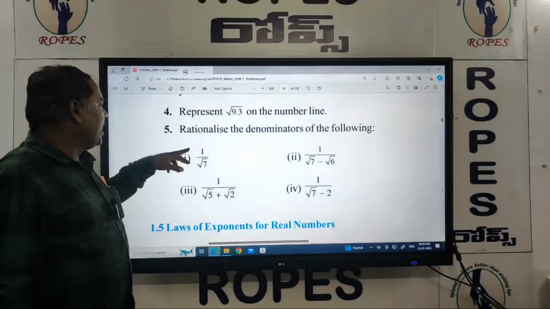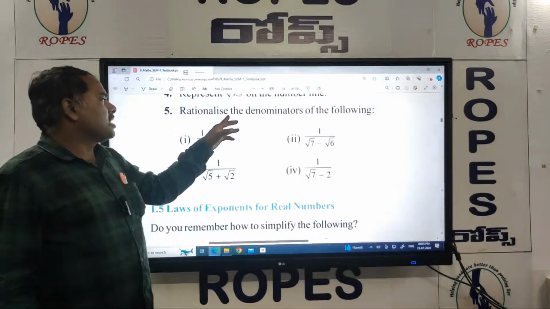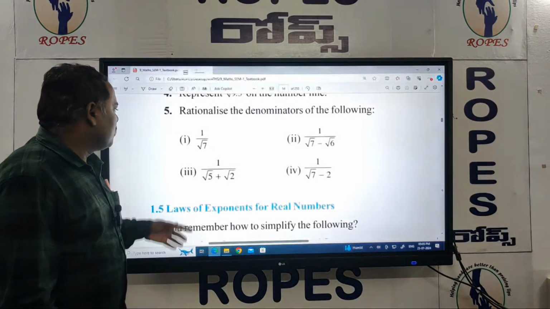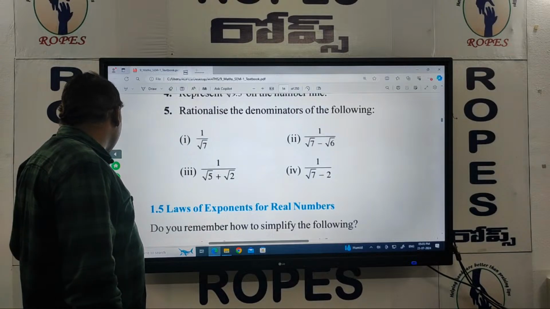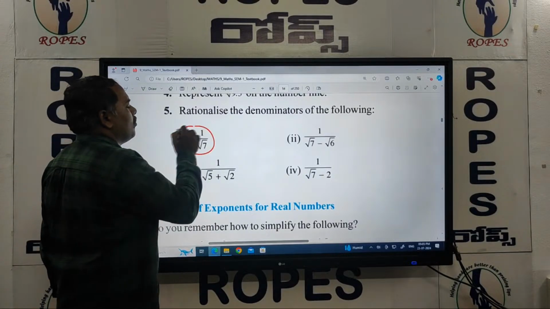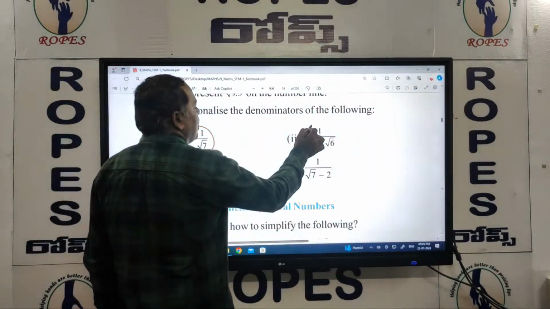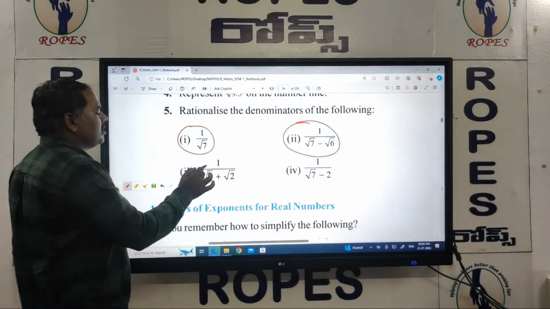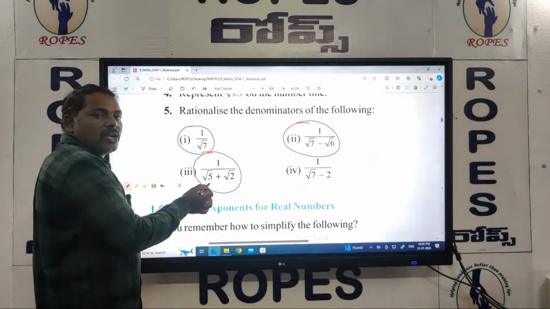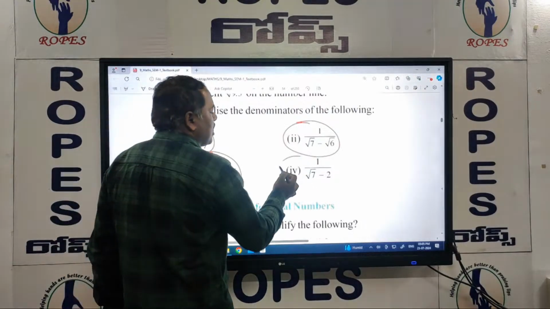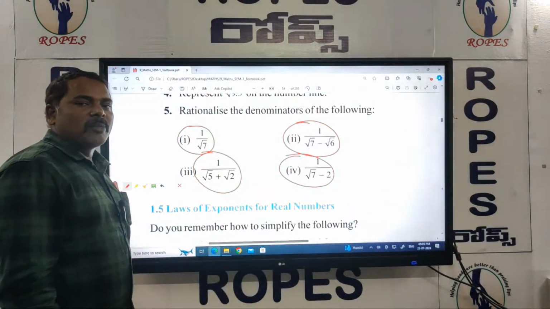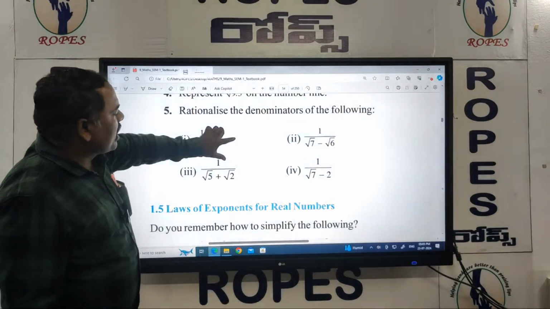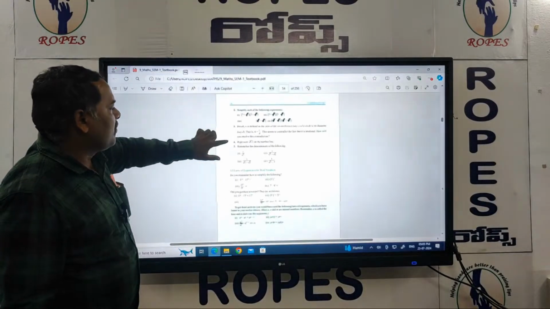If we observe carefully, question number 5 says: rationalize the denominators of the following. They have given: first, 1 by root 7; second, 1 by root 7 minus root 6; third, 1 by root 5 plus root 2; and fourth, 1 by root 7 minus 2. Now we'll see one by one. First, how to rationalize 1 by root 7.